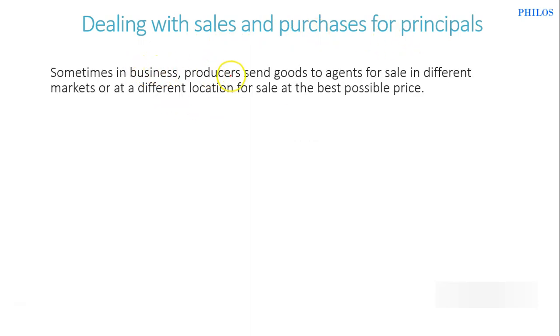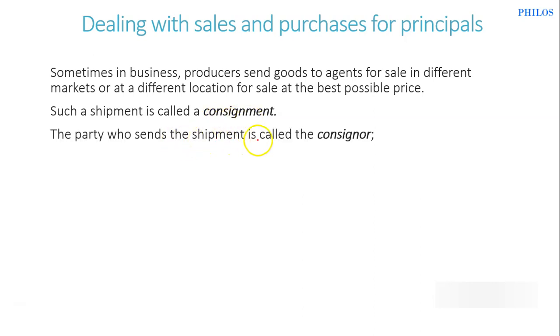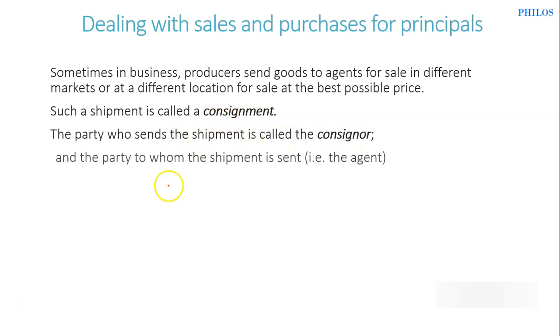Okay, so let's look at how to deal with sales and purchases for principals. Sometimes in business, producers send goods to agents for sale in different markets or at a different location at the best possible price. Such a shipment is called a consignment. And the party who sends the shipment is called the consignor. And the party to whom the shipment is sent, that is the agent, is called a consignee.